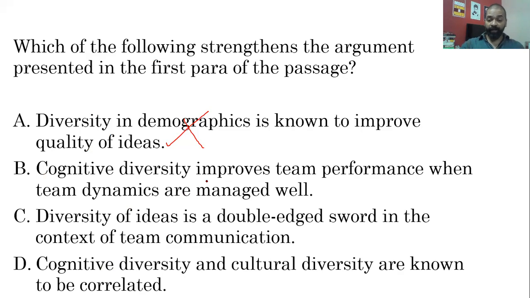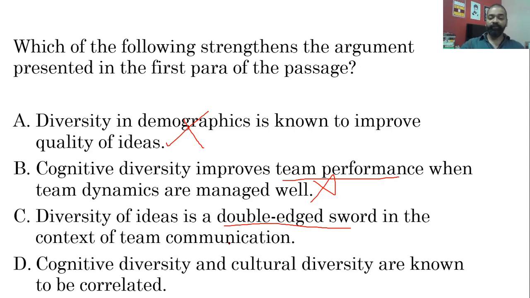B, cognitive diversity improves team performance when team dynamics are managed well. Again, it's telling you for sure that cognitive diversity is good. We are getting the relationship, or the effect of cognitive diversity on team performance. The argument says we do not know, right? So I can eliminate this particular option as well. On tone, positive, positive. C, diversity of ideas is a double-edged sword, neutral. Okay, from tone, I know that C is a better option than A and B.